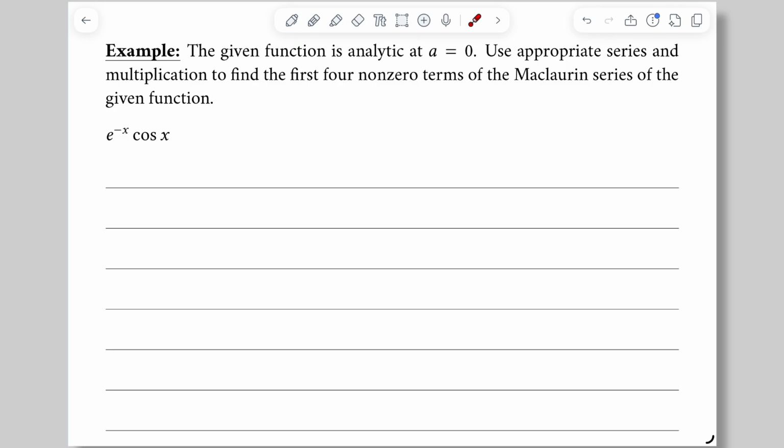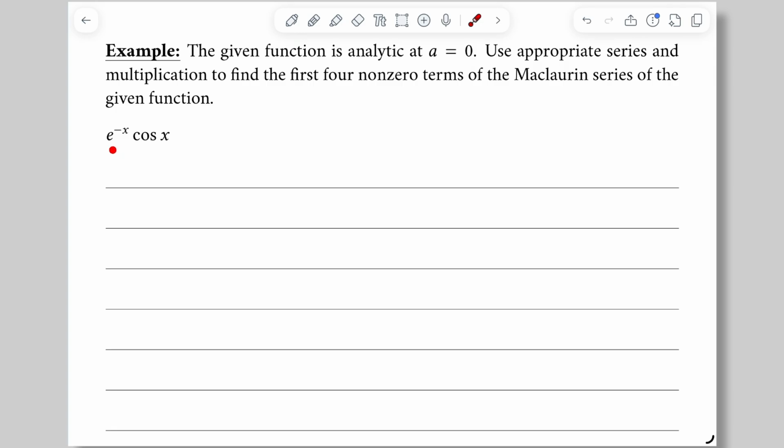Using power series for the exponential function and the cosine function, we can find a power series for their product by a fairly tedious multiplication process. We're told that the given function is analytic at a equals 0, which just means a power series representation exists centered at a equals 0. And we're going to multiply to find the first four non-zero terms of the Maclaurin series for the given function. Remember, a Maclaurin series is the power series centered at 0.